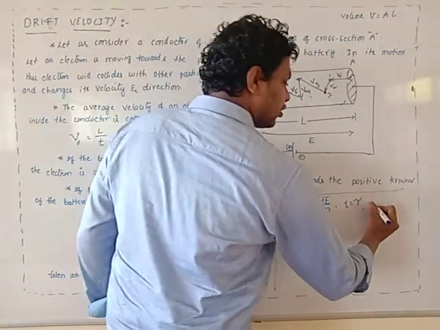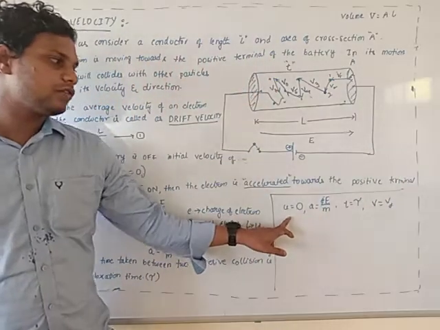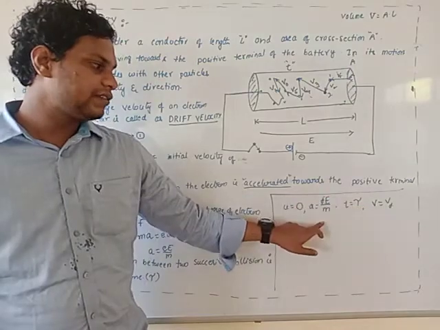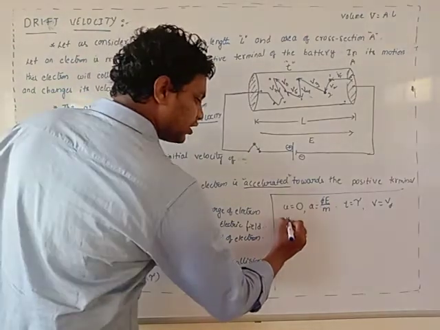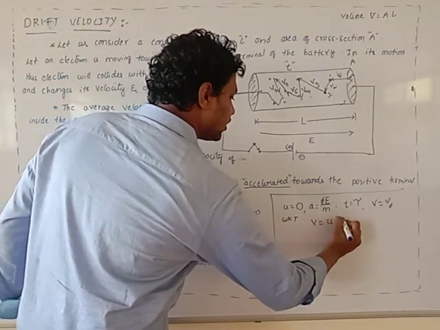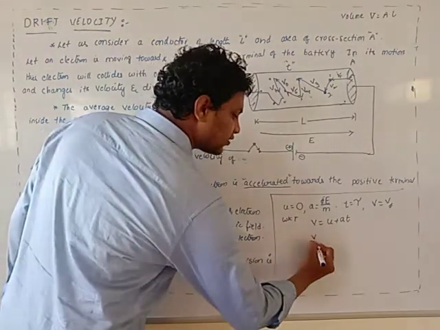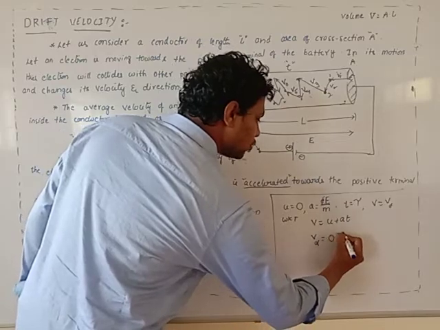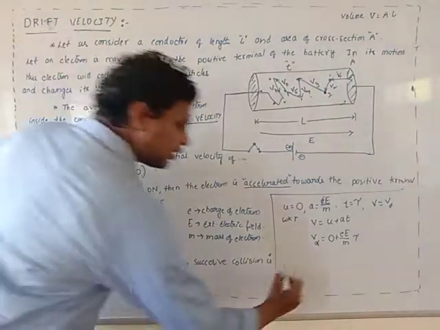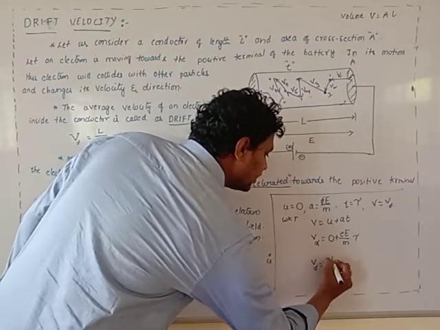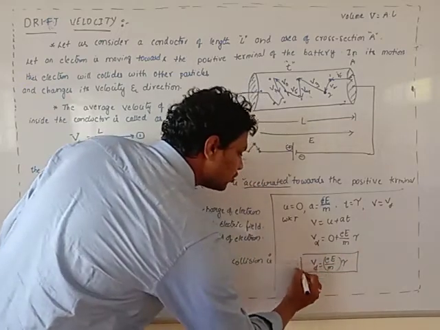Now I will take final velocity. That final velocity can be taken as v. Now we have initial velocity, final velocity, acceleration, and time. Which kinematic relation can we use? We know that v is equal to u plus at. From this kinematic relation we can say Vd is equal to 0 plus eE by m into tau. So drift velocity Vd can be taken as E by m into tau. This is the expression for drift velocity.